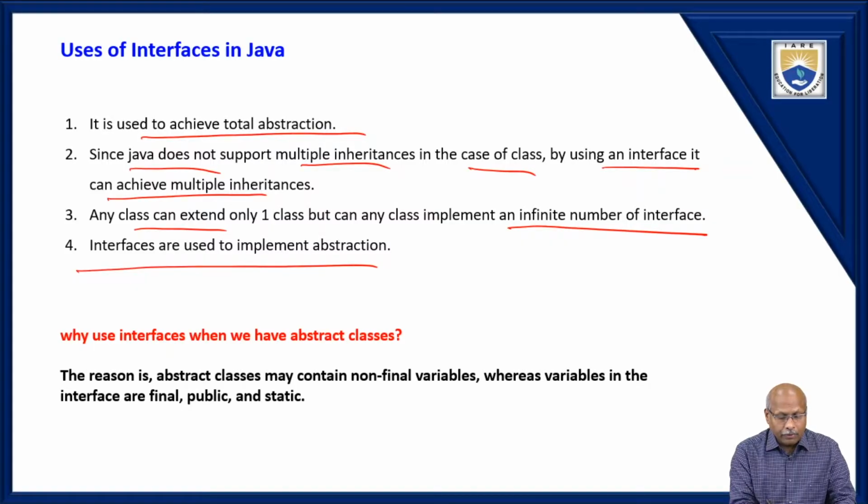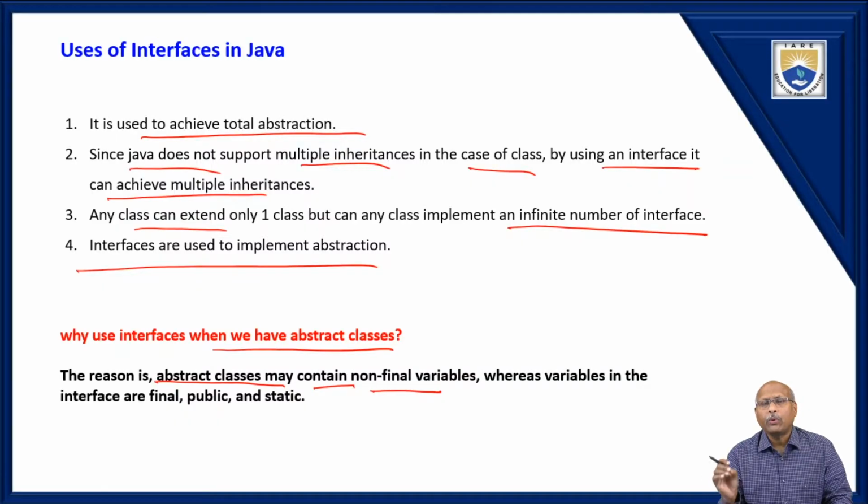Why use an interface when you have abstract classes? The reason is an abstract class may contain non-final variables as well as non-abstract methods, whereas here it will be holding pure things. So an interface will permit you to keep pure abstraction.